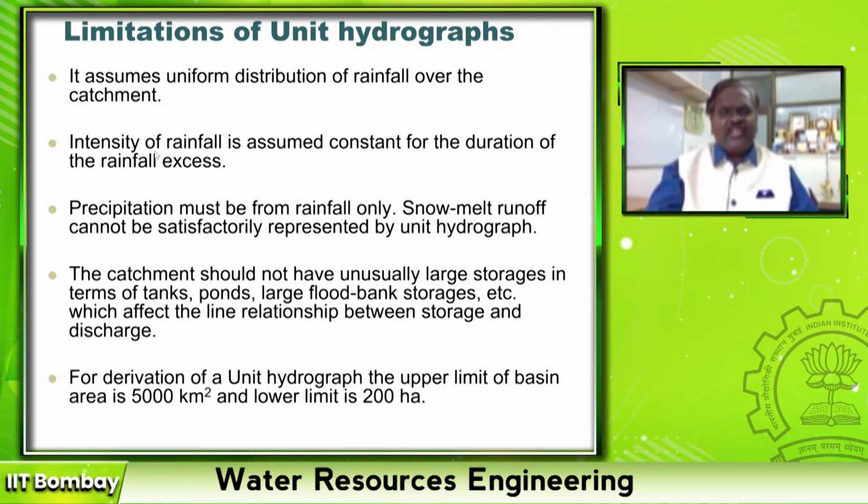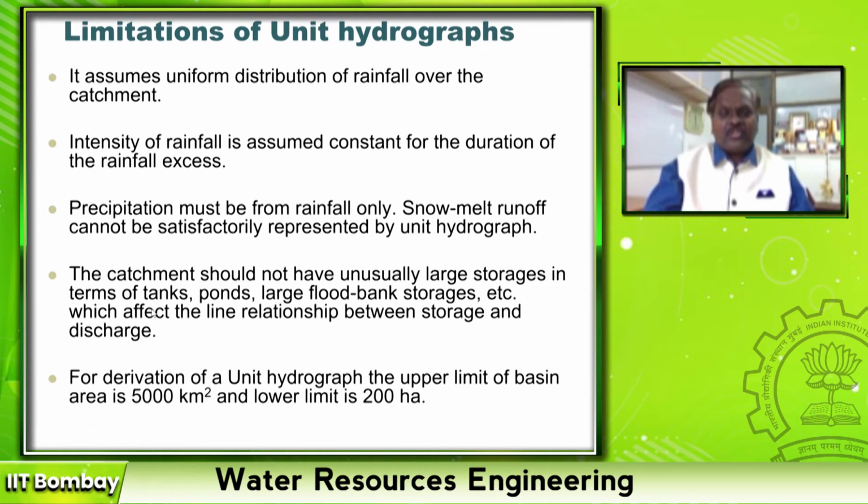The second limitation is intensity of rainfall is assumed constant, right, for the duration of rainfall excess. The third assumption is precipitation must be from rainfall only. Snow melt runoff cannot be satisfactorily represented by the unit hydrograph method which we have studied. There are other methods where you can still count snow melt also, where temperature will also become a part of it.